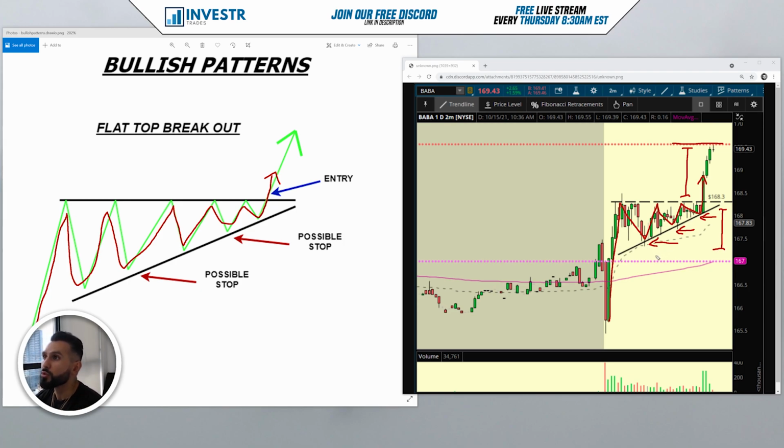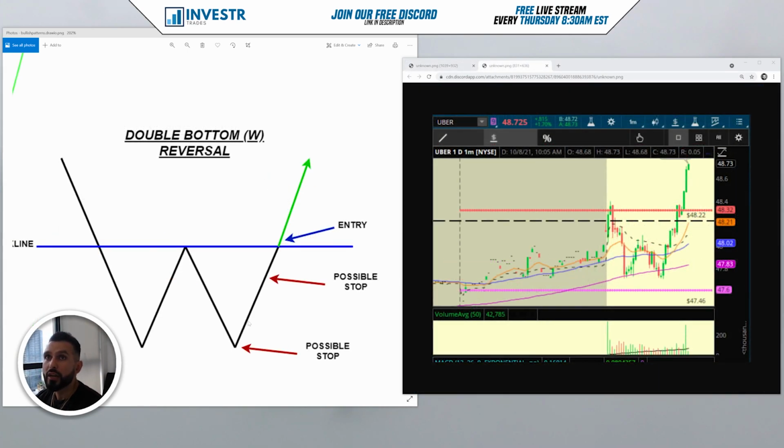And again, risk to reward, calculating risk will be another video that I will get into. The next pattern that we're going to talk about is the double bottom reversal. All right, guys, so here's an example on Uber from last week.